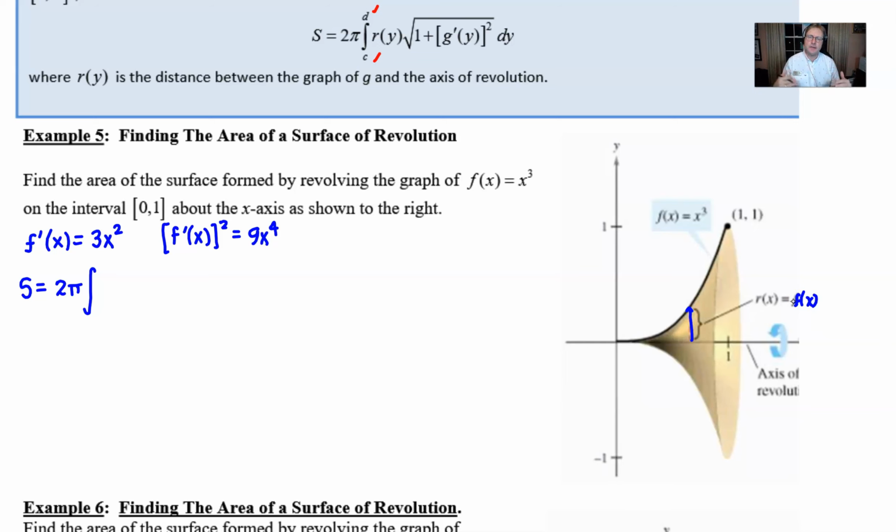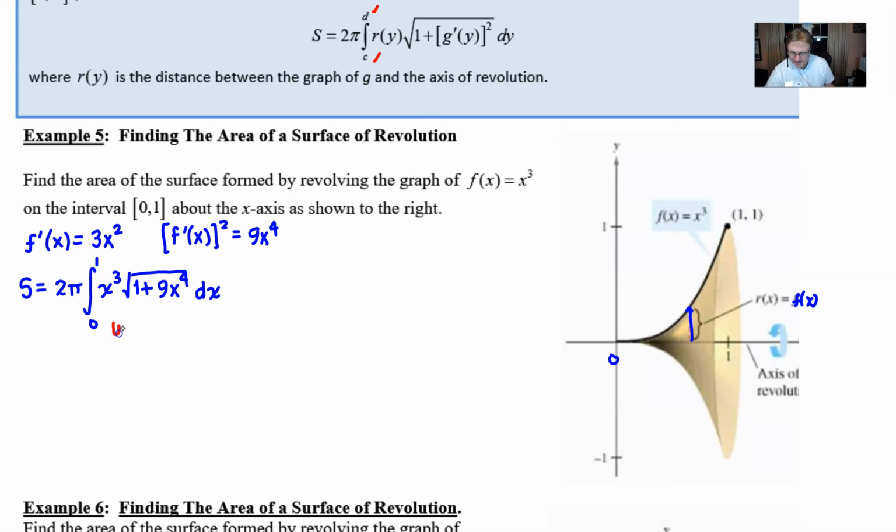And that's going to be very common when you're revolving around the x-axis. So we're going to take this x cubed, that's our f of x, and multiply it by the square root of 1 plus 9x to the fourth, our f prime squared from earlier. Integrate with respect to x. Our boundaries of integration are going to be x values, double check, 0 to 1. That looks good to me. And boom, there's your setup for your surface area of revolution.